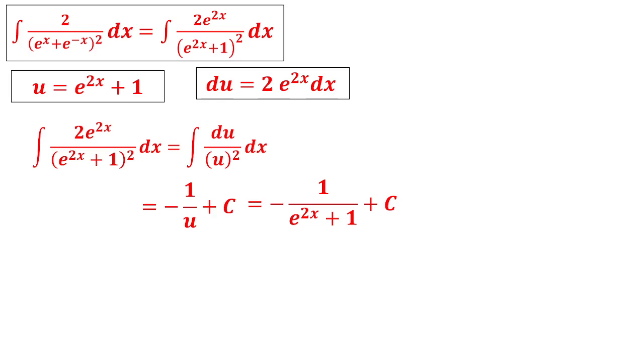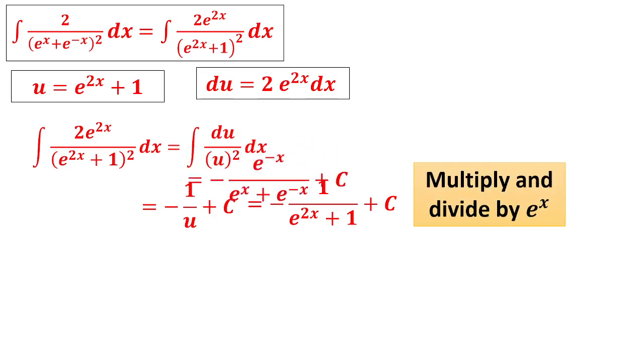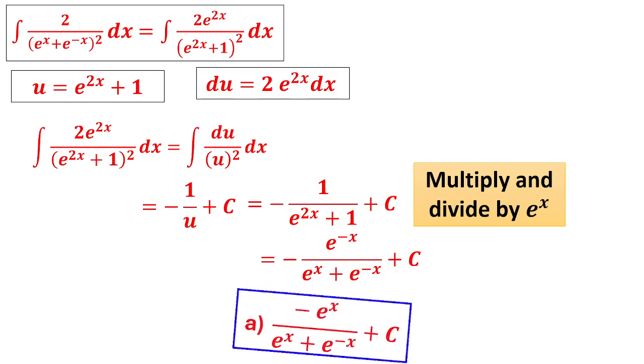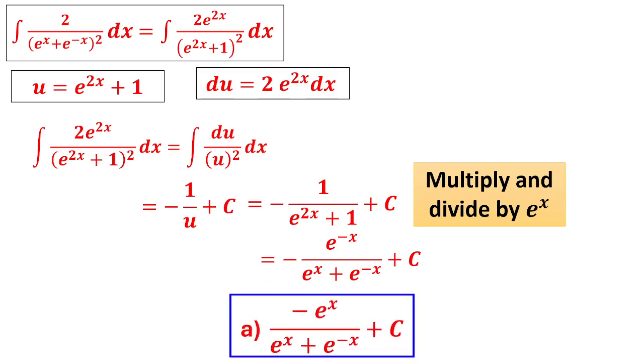Now we have to do some alterations. For that I am multiplying and dividing by e power x. It will become e power minus x and e power x plus e power minus x. Therefore, we are just doing that, and we will get the answer like this. Or multiply by e power minus x, both of them are the same. Therefore, we are getting the answer as minus e power minus x by e power x plus e power minus x.